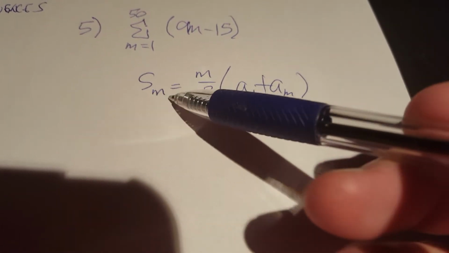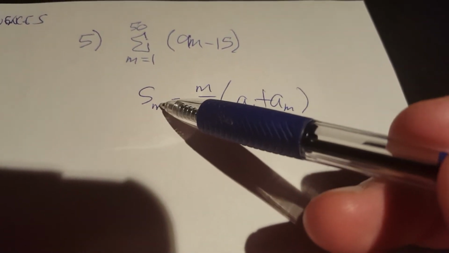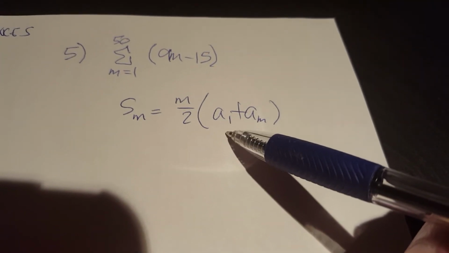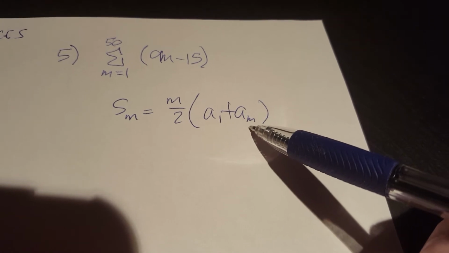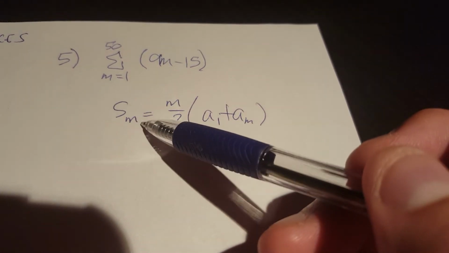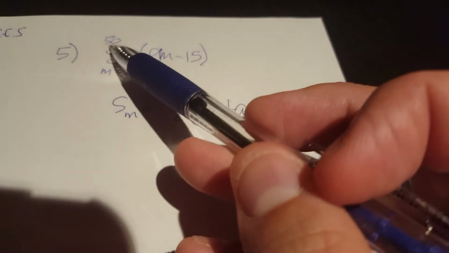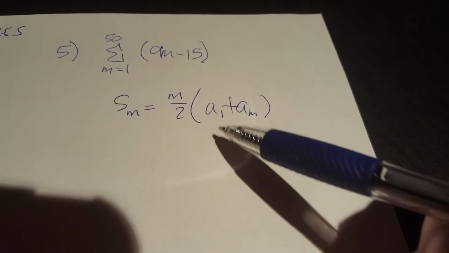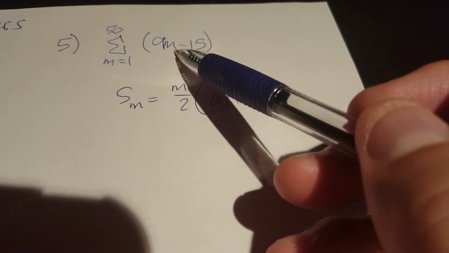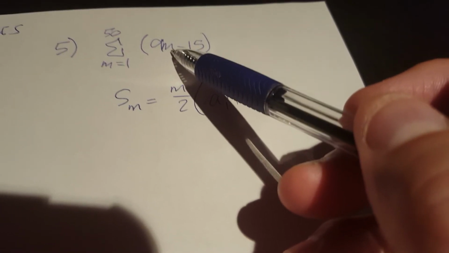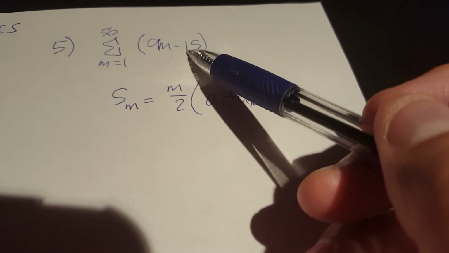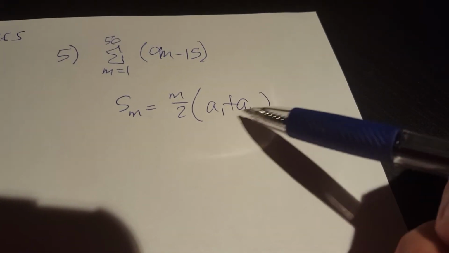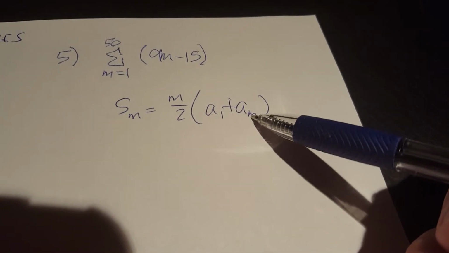I'm going to say the sum up to m is going to be m over 2 times the quantity a sub 1 plus a sub m. The way you look at this is, what are we going up to? In this case, we're going up to 50, so here our m is 50. For our first term, we have to plug 1 in here. 9 times 1 is 9, minus 15, that's negative 6.